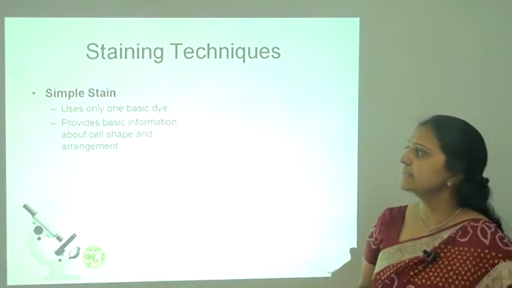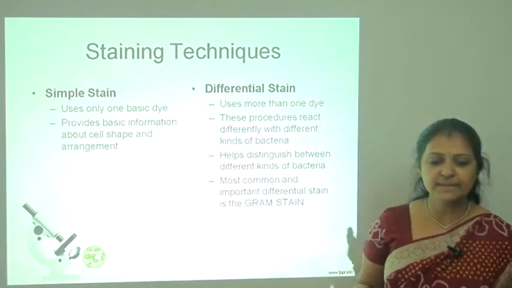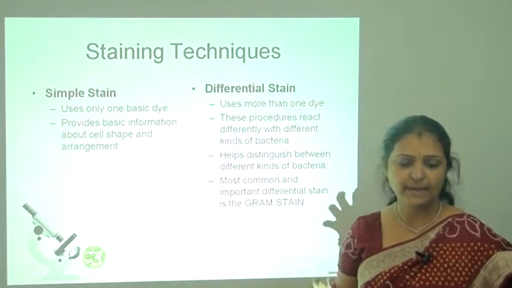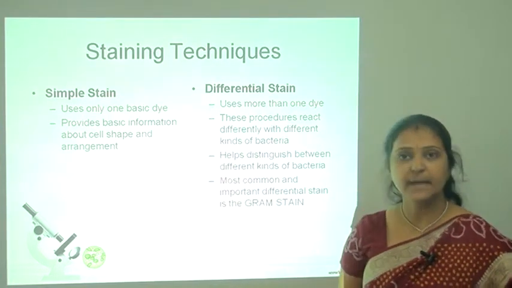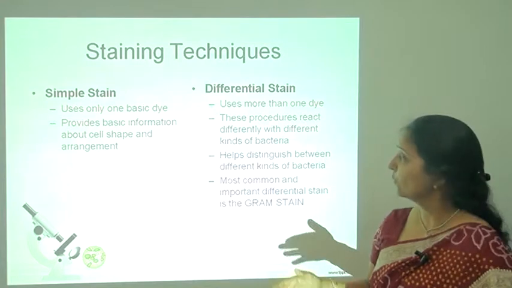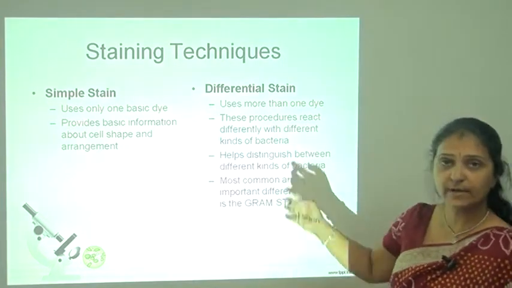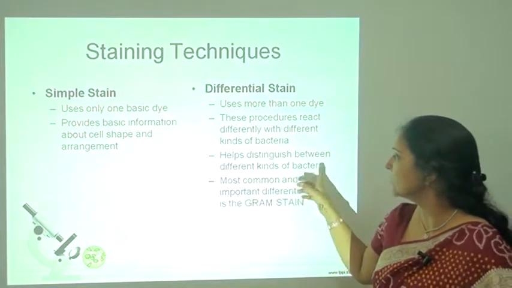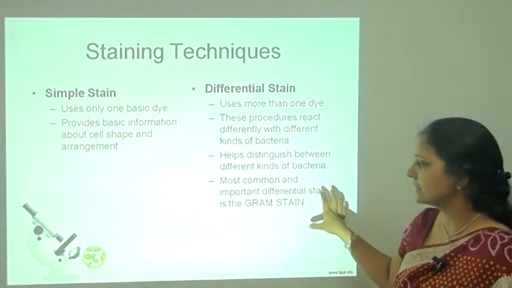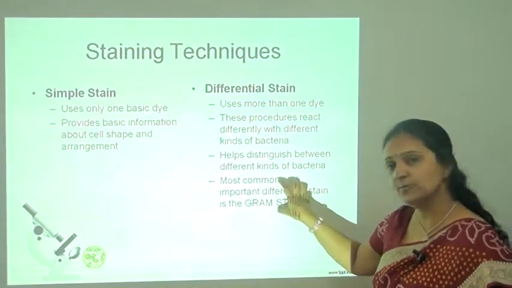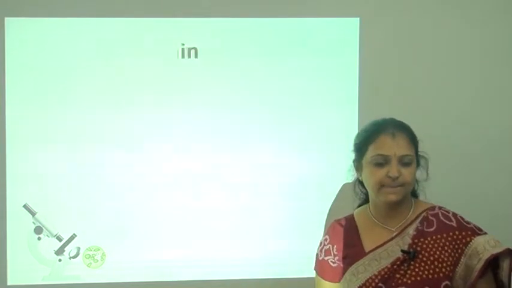Now the staining techniques. There are two types of staining techniques. First is simple staining. It uses only one basic dye and provides basic information about the cell shape and arrangement. The other is differential staining. It uses more than one dye, and this procedure reacts differentially with different kinds of bacteria. It helps to distinguish between different kinds of bacteria, and the most common and important differential stain is the gram stain, which is used to distinguish gram positive and gram negative bacteria.